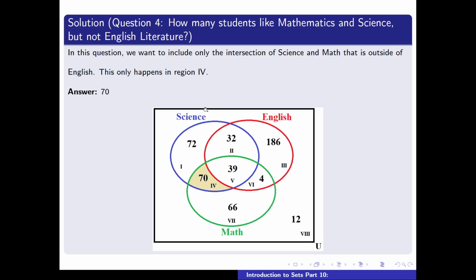So the answer to how many students liked mathematics and science, but not English literature, is 70. There were 70 students.